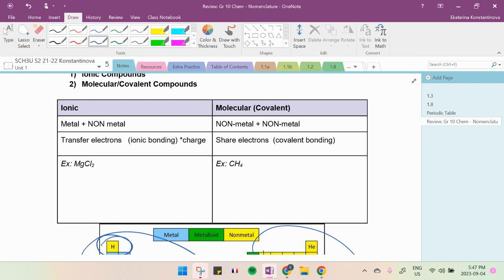So we used to draw Bohr-Rutherford diagrams. This year you'll learn about Lewis diagrams. So if we just take a look at how many valence electrons, or outermost electrons, magnesium has, magnesium has two valence electrons.